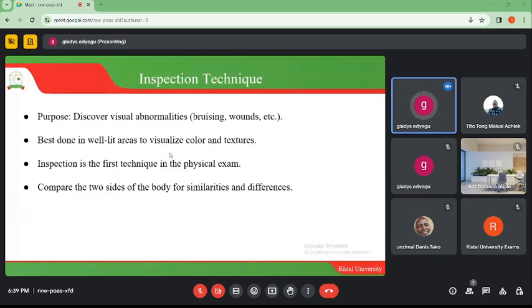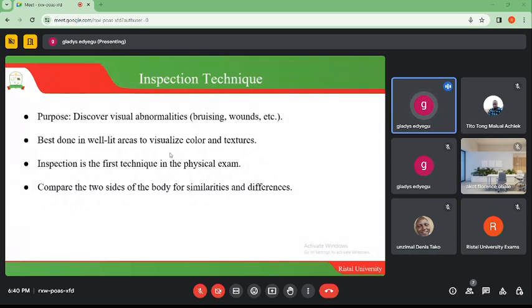Then you'll be able to tell maybe this is due to either trauma or what. So it is best done in well lit areas to visualize color and textures. So the place should be more of light. There should be enough light so that you can see how your patient's skin is, either from the abdomen, the back, whichever part.